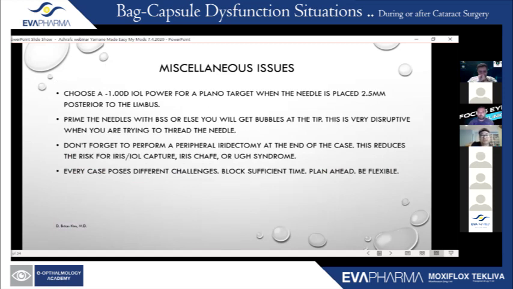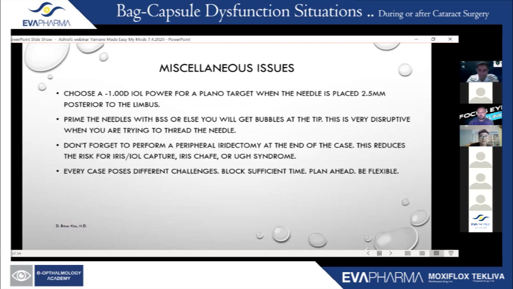When you do this technique and you go back 2.5 millimeters, in order to get a plano target, I do choose an IOL at a -1 based on your IOL calculation. This modification is a little bit beneficial to do it that way. And then you always want to prime the needles with BSS, otherwise you'll have a bunch of bubbles and it's very intrusive. Don't forget to perform a peripheral iridectomy, which has already been stated, and I agree 100% with everyone on the panel who said that.